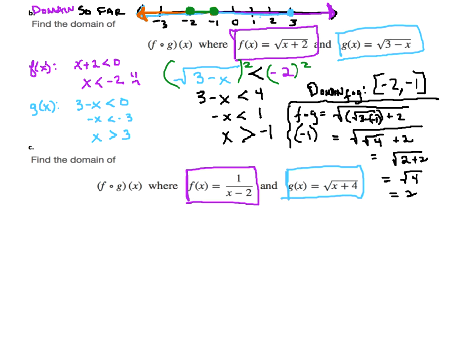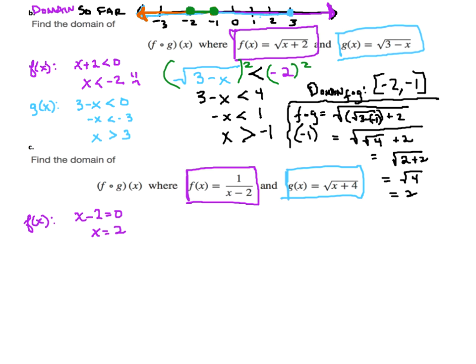So I'm just color coding. First thing we need to do is figure out restrictions with f of x. You see we have a denominator, so we have to be careful about that denominator equaling 0, and that's going to happen when x is exactly 2.